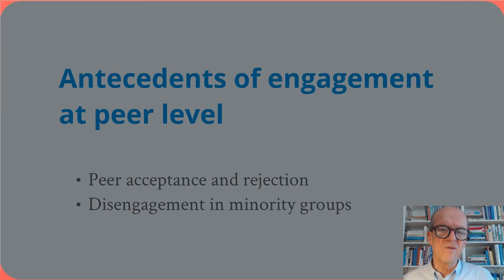Then antecedents, we were talking about antecedents of engagement at the peer level. This is, of course, a very important level. It's briefly addressed here, but peer acceptance and rejection processes can be very influential as far as student engagement is concerned. So they need proper attention, especially when bullying is taking place in primary education, for instance, and students are not included in the social environment, but excluded basically for all kinds of obscure reasons.